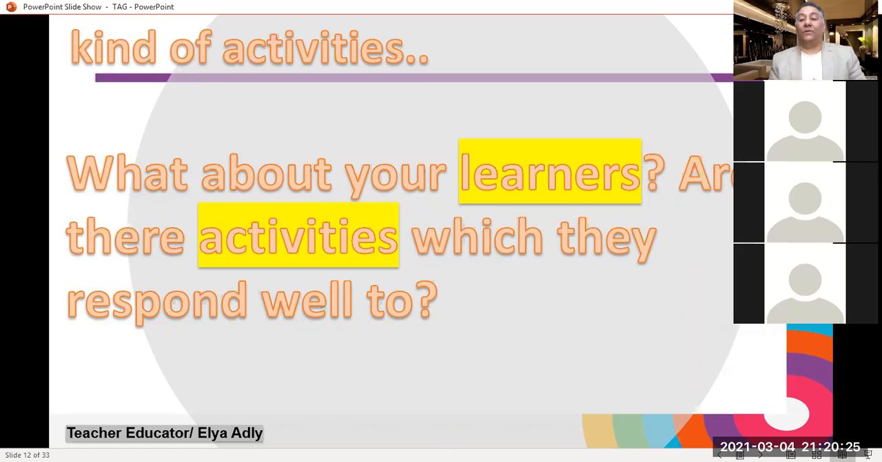Has anybody noticed that the students love a certain activity and you repeat this activity again and again in the class? Yes, Mr. Eli. Can I speak? Yes, of course. Go ahead. Yes, I made an activity on my own. I named it let's go fishing. Fishing starts with F or PH.